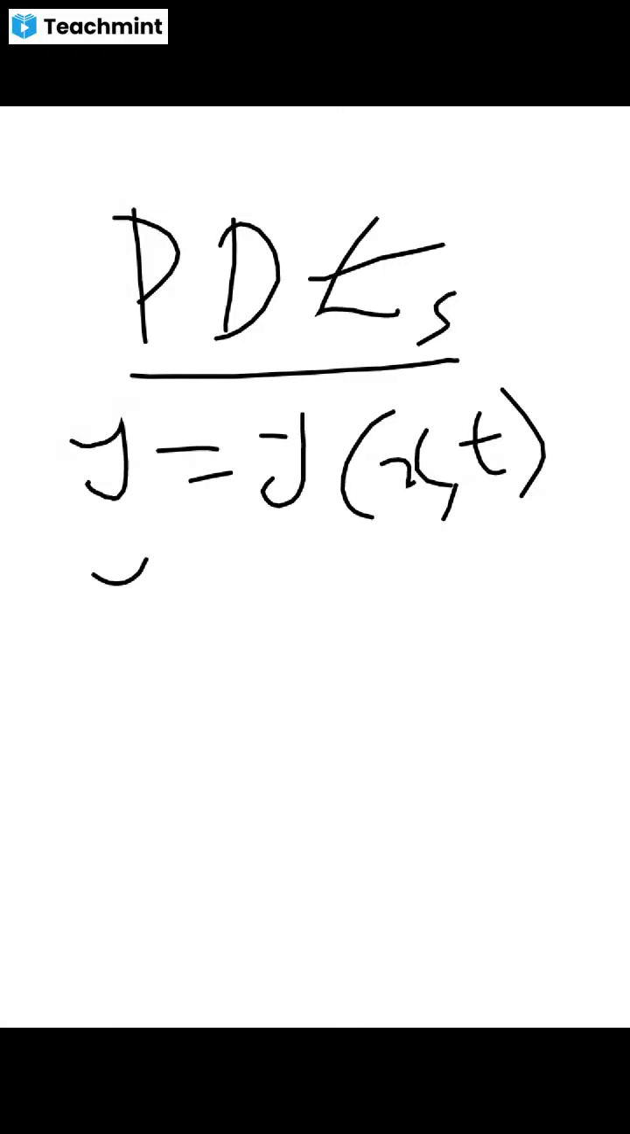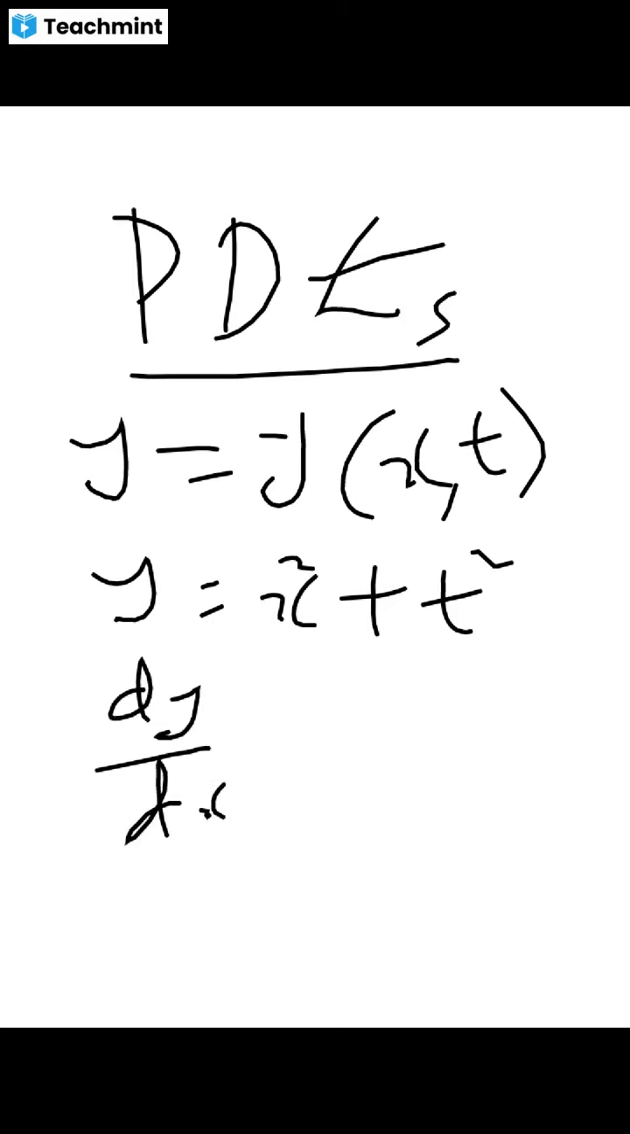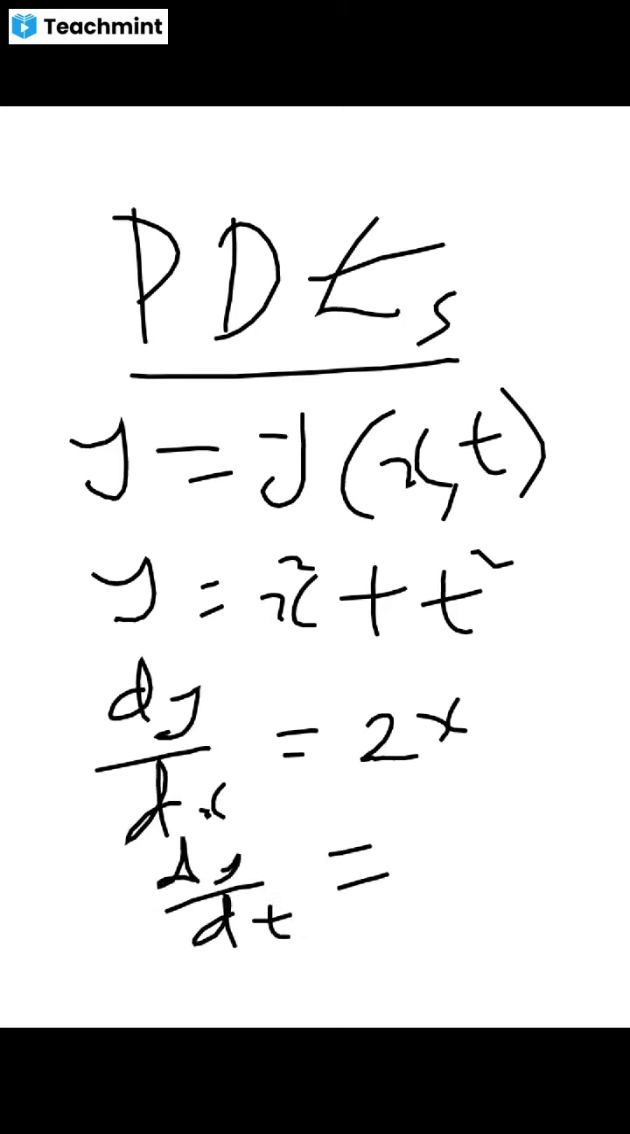For instance, we have something like y is equal to x squared plus t squared. So this is a specific example of what y might look like. The expression is just an example. It might be more complex than this or simpler. If you want to find dy dx, that's the partial derivative with respect to x, it is equal to 2x, and dy dt is equal to 2t.